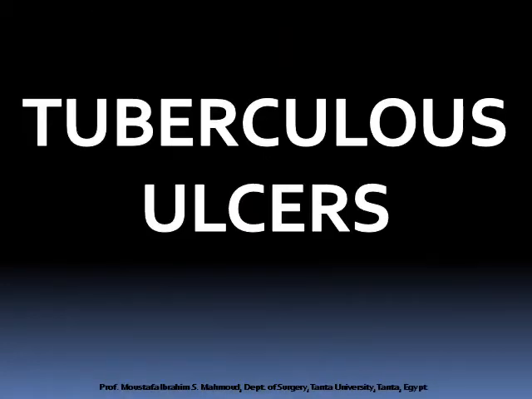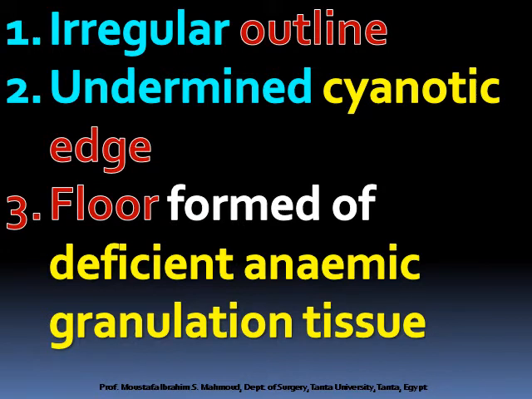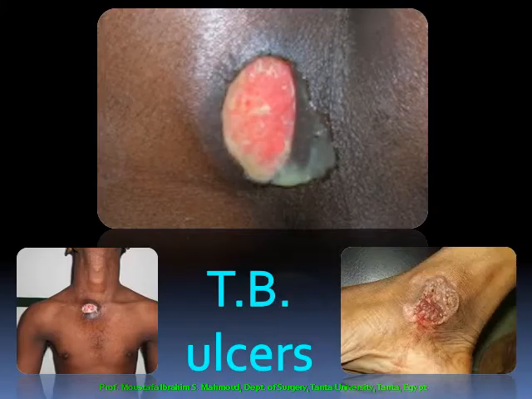Tuberculous ulcers. The ulcers have an irregular outline with undermined cyanotic edge, and the floor is formed of deficient anemic granulation tissue.